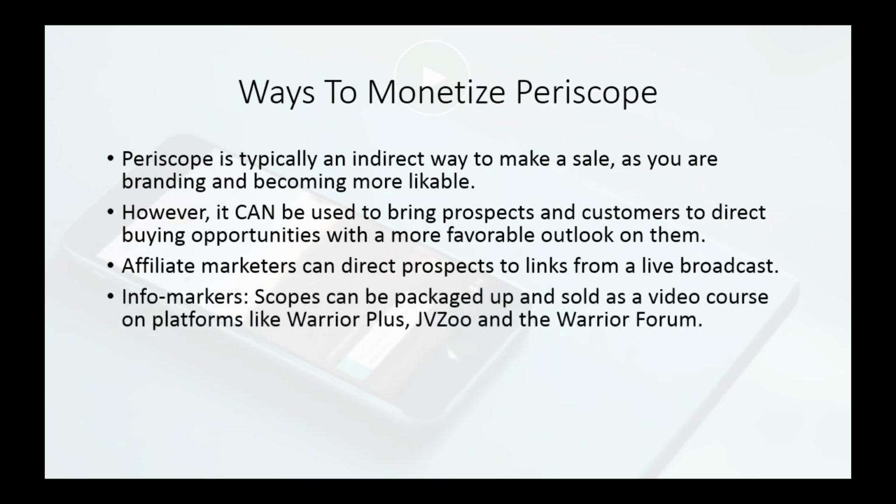And in particular, some scopes are actually packaged themselves. So we talked about affiliate marketers. You could take your scope, package it up, and sell it as a video course. Of course, you will have already given the scope live, but there are going to be a number of people who have never heard of what you're doing. They wouldn't have come to your scope. And if they didn't come in the first 24 hours, they're not going to get a chance to hear the information. You can package that information up, create a video course, and sell it on platforms like Warrior Plus, JVZoo, and the Warrior Forum.